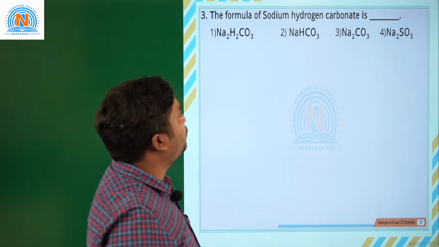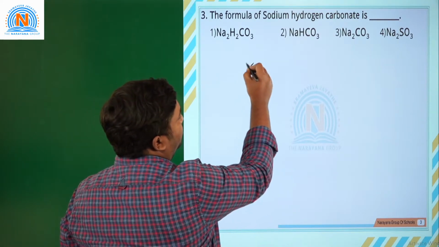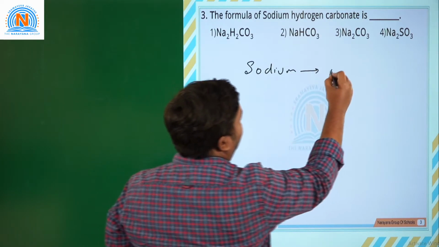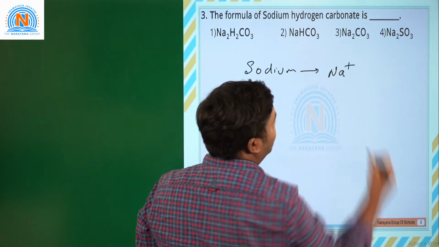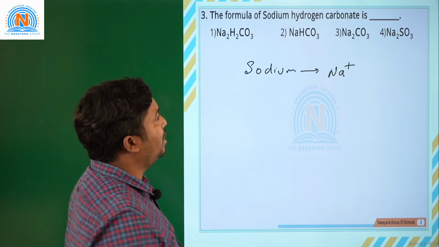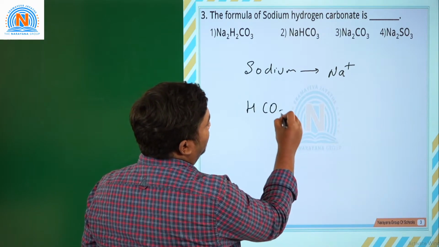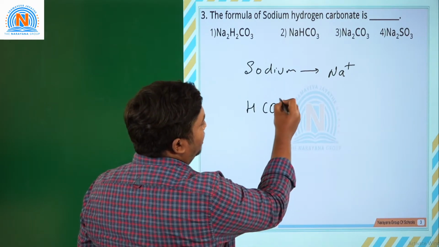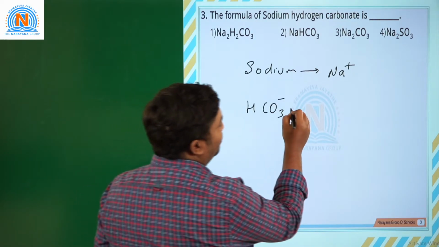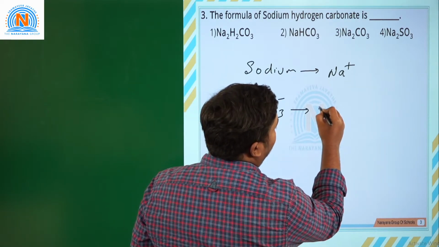The formula of sodium hydrogen carbonate. Let us see. Sodium ion is Na plus. As in the first question I was explaining, sodium is an electropositive element and it can lose one electron. Hydrogen carbonate means it is HCO3 minus. This HCO3 minus is called hydrogen carbonate, or you can also call it bicarbonate.